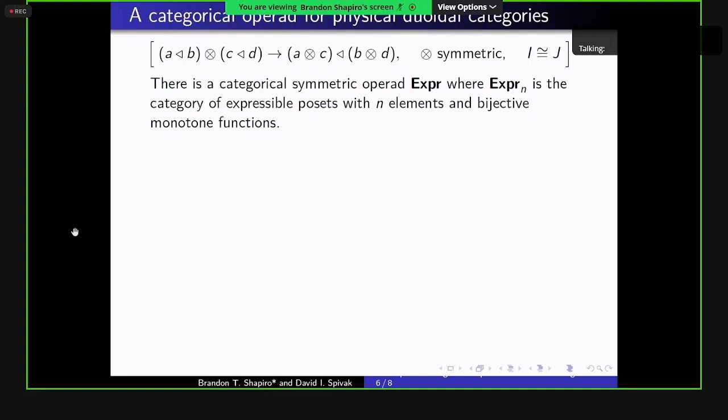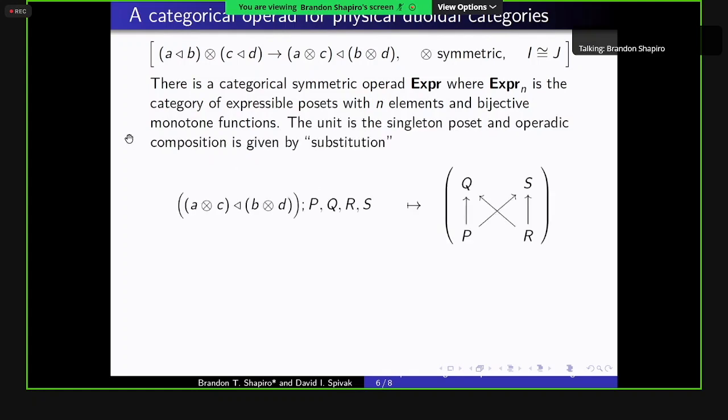So this is just like an ordinary symmetric operad, except each level, written X of n, is a category. In particular, it's the category of these expressible posets with a fixed number of elements n, and these bijective monotone functions between them. And you can see sort of visually how units and composition in this operad work. The unit is the singleton, and composition is sort of substituting.